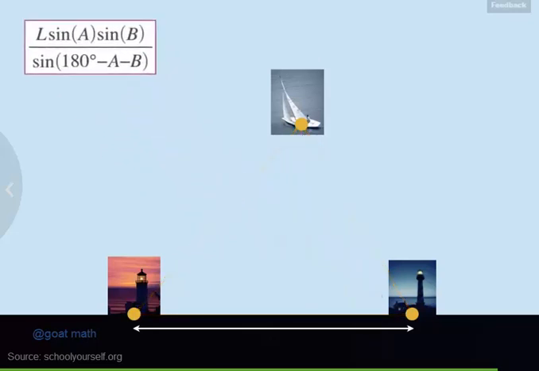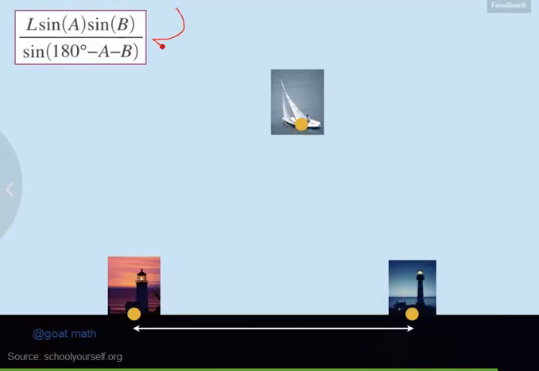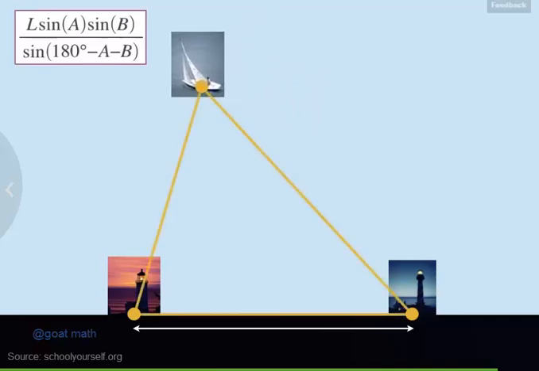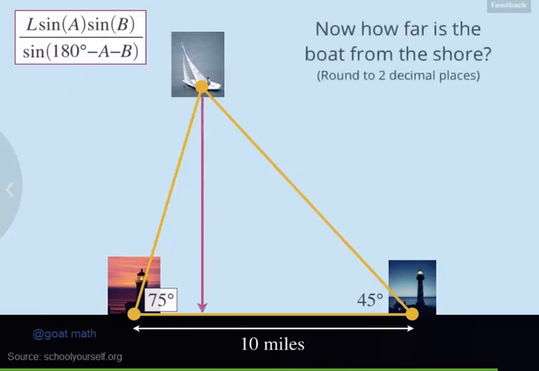Now rather than working through the law of sines again, why don't you try using this formula you just found to solve one final numerical example? Suppose the boat had moved over here. The distance between the lighthouses has not changed from before. It's still 10 miles. But now this angle at the left lighthouse is 75 degrees, while the angle at the right lighthouse is 45 degrees. So according to your formula, just how far is the boat from shore now?